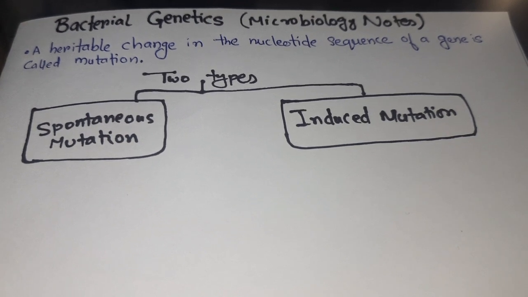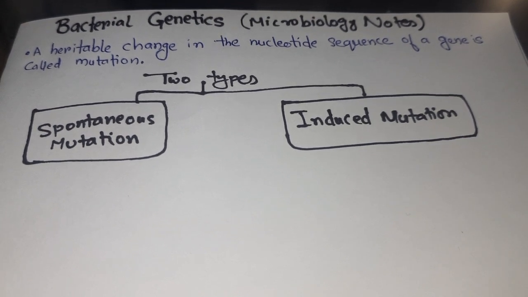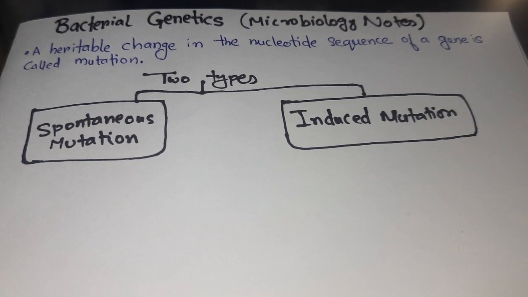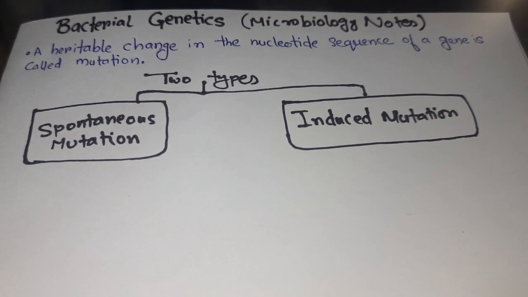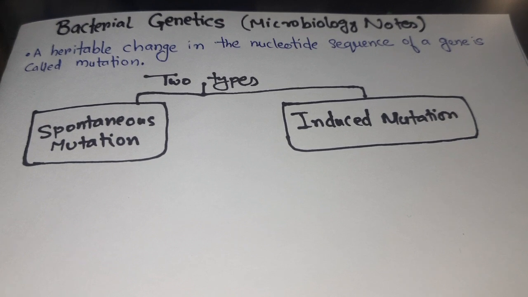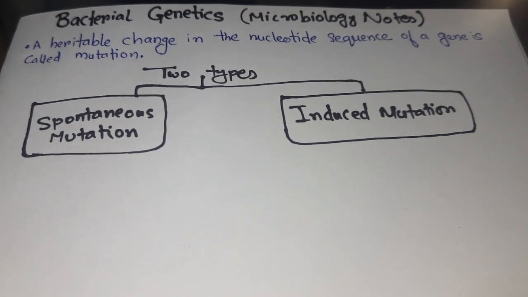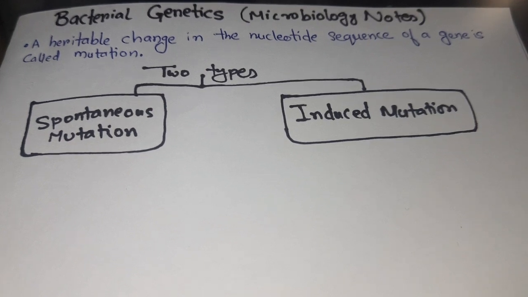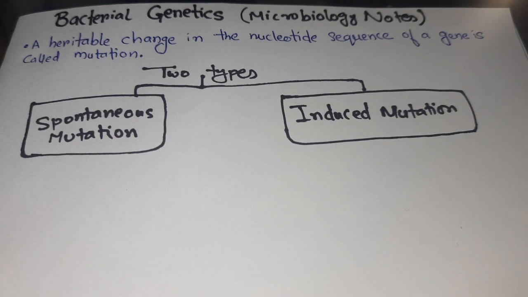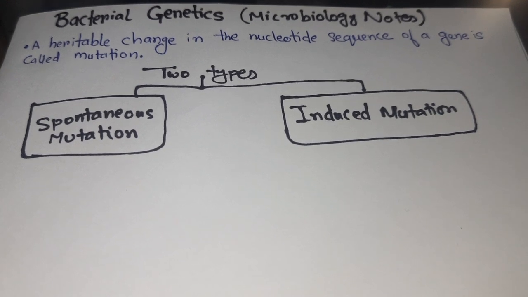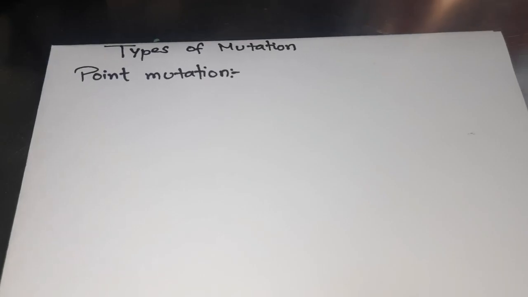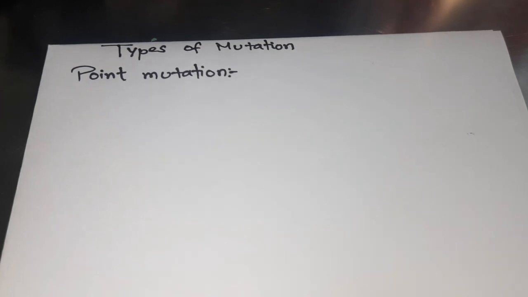Coming to induced mutation, it is caused by mutagens that cause a much higher rate of mutation, such as chemicals or radiations. Other mutations are caused when some genetic element is transported. Among these mutations there are also other types, which we'll discuss further. In types of mutation, the first we will discuss is point mutation.